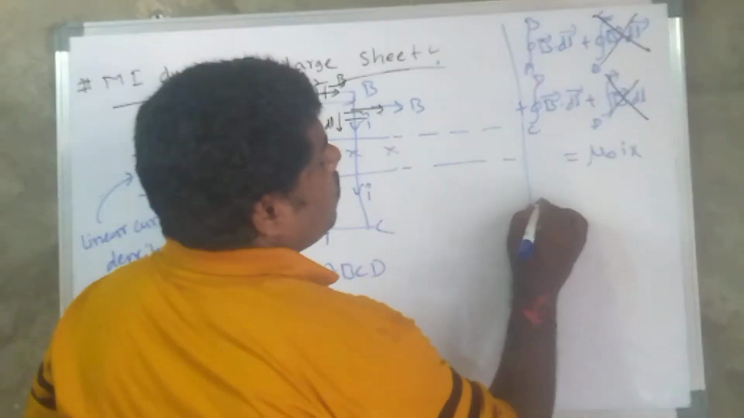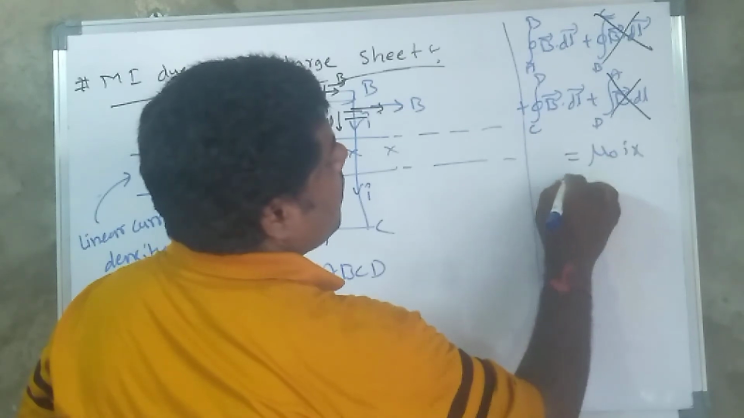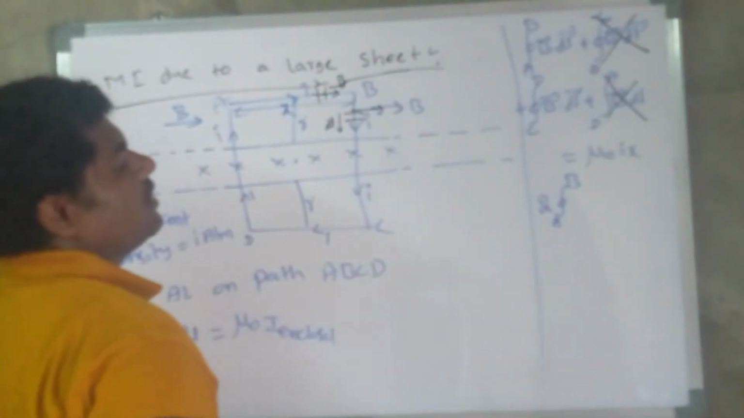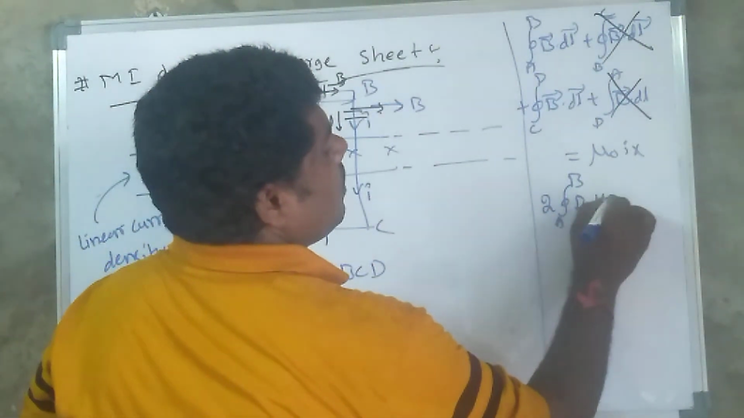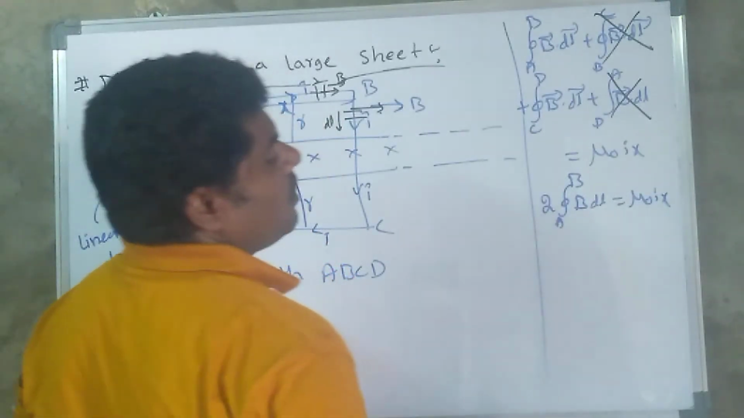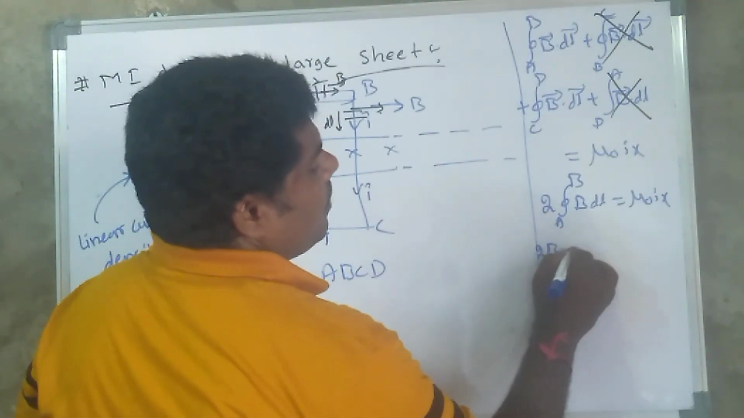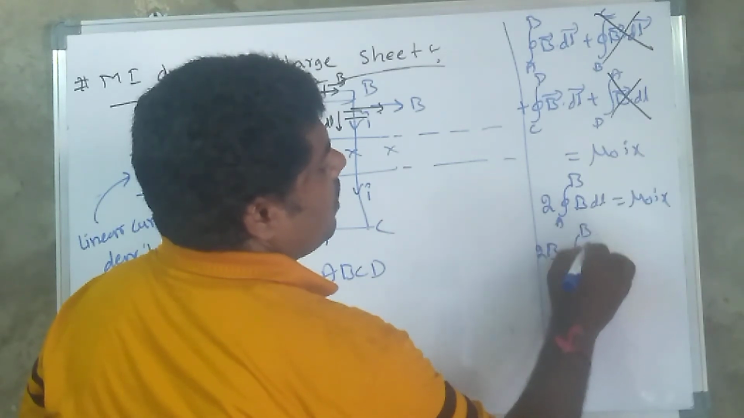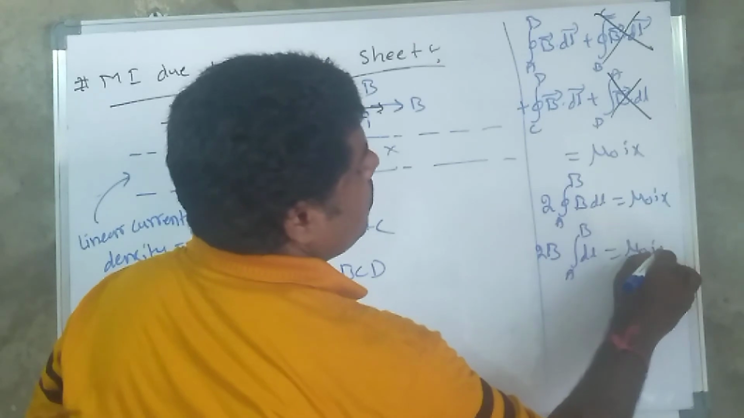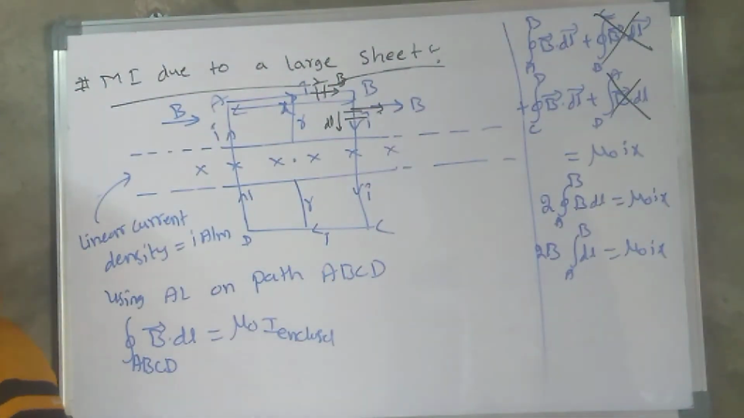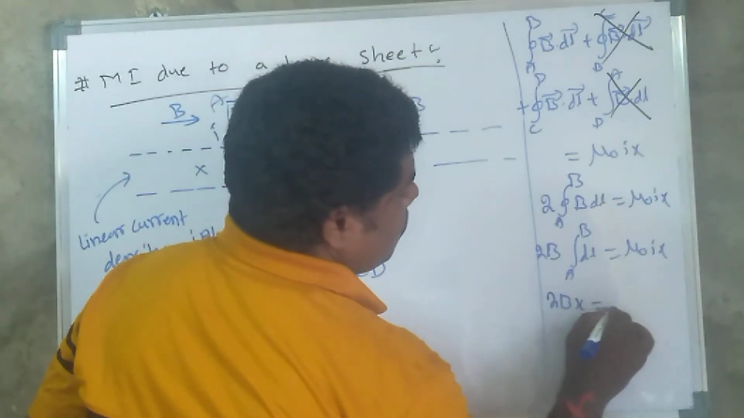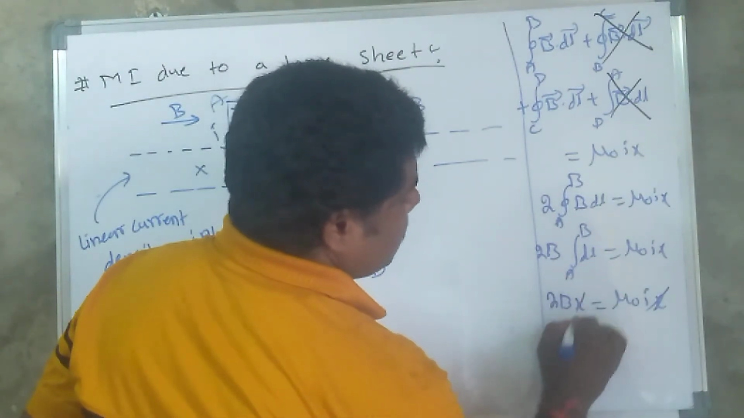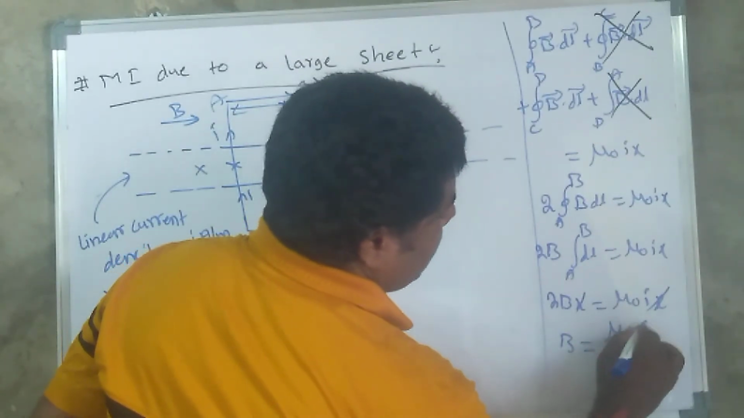So the remaining value is 2 times the integral from A to B, because this one and this one are the same. The magnitudes of these two are equal. So B dl is equal to mu naught I into X. B is constant, so you may write it outside: 2B into integral of A to B of dl is equal to mu naught I into X. Integral dl is nothing but X. So 2BX is equal to mu naught I into X, X cancels, so B is equal to mu naught I divided by 2.